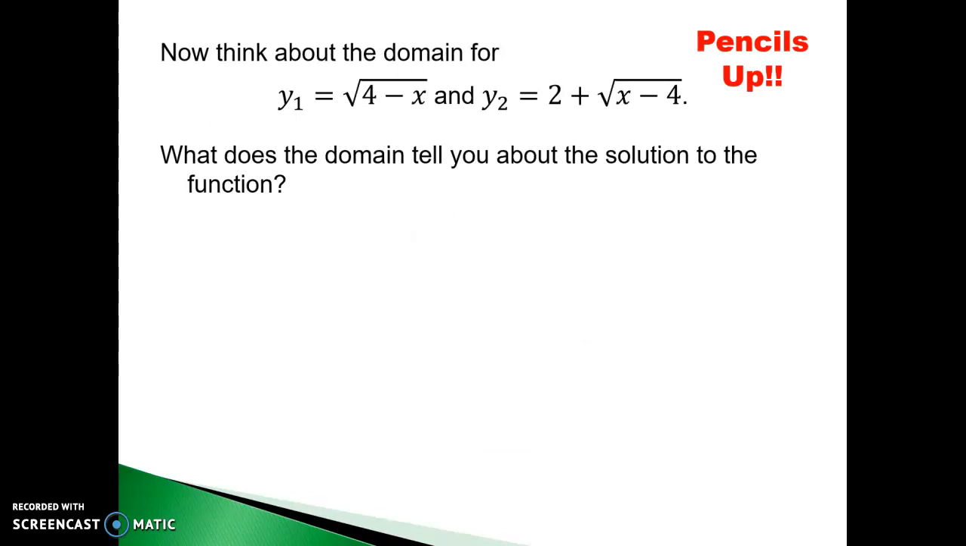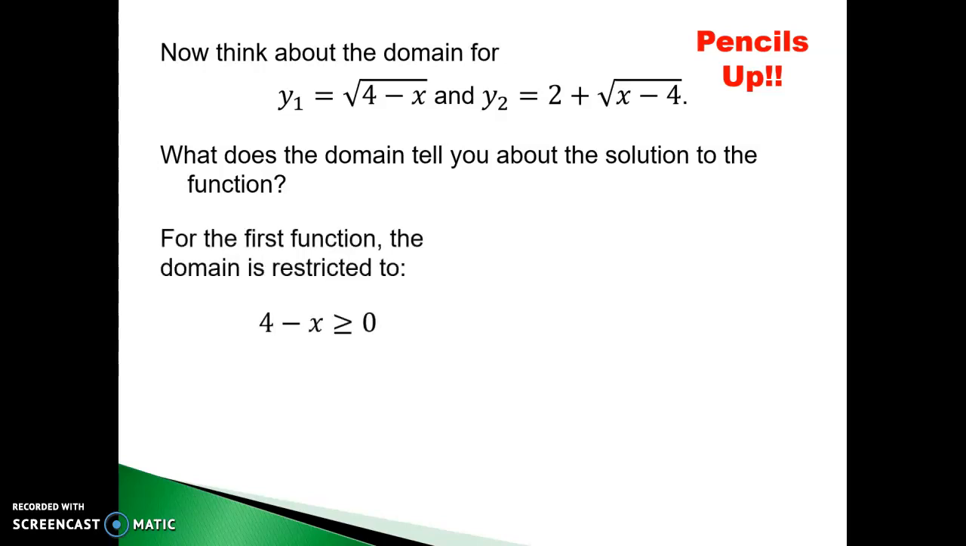So now with pencils up, if I don't want to have to do that 2 pages worth of work that I just did on the slides, let's see if we can look at domain and see how that would help me solve this so much faster. So if we look at the first function, that tells us we can't take the square root of a negative. So that means that 4 minus x has to be greater than or equal to 0. So if we solve that for x, subtracting the 4 from both sides and dividing both sides by -1, that would give us x is less than or equal to 4.